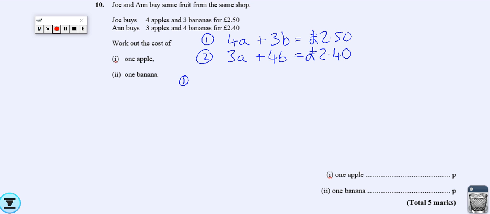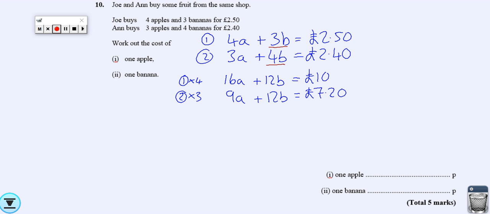So I do equation 1 times by 4, so I want to get 3b and 4b into the same amount. We end up with 16a plus 12b equals £10. And I can multiply equation 2 by 3, which gives me 9a plus 12b equals £7.20. I'm happy now because the coefficients of b are the same, they're both 12, and I can subtract this whole equation from the one above.